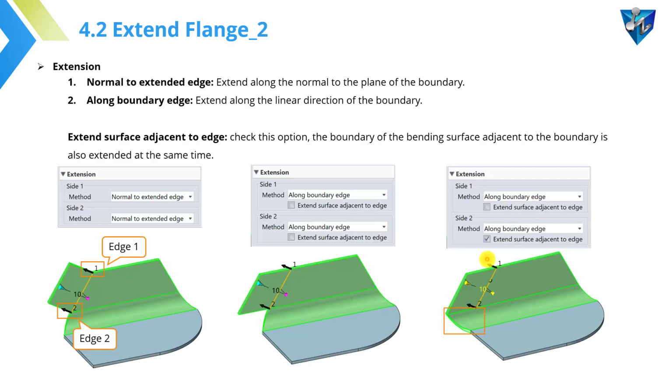Besides, you can set the extension methods. There are two methods available: normal to the extended edge and along boundary edge. You can easily tell the difference in the figures below here. Besides, if you check the extend surface adjacent to the edge option, the boundary of the bending surface will also extend at the same time.